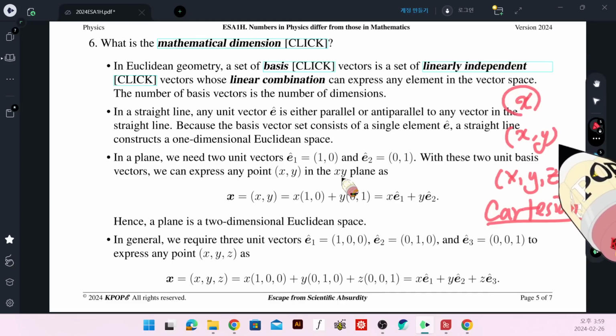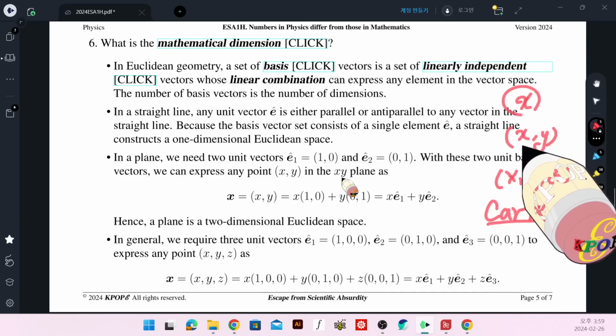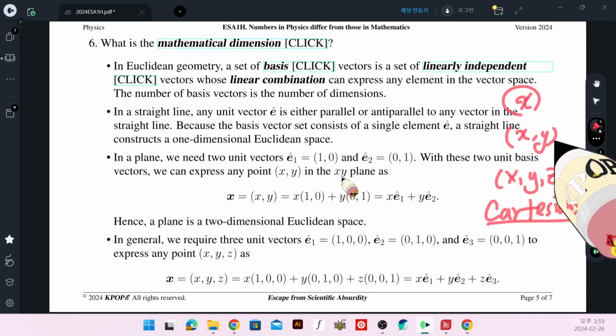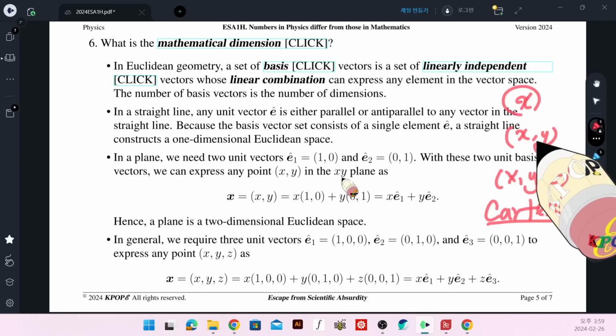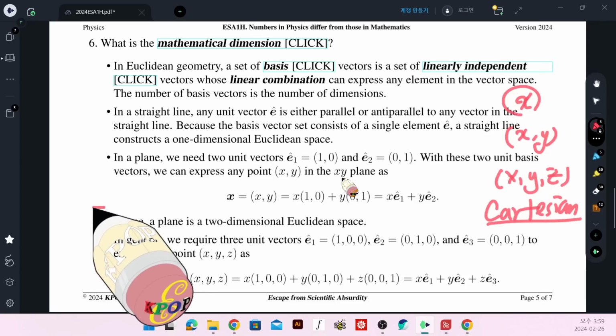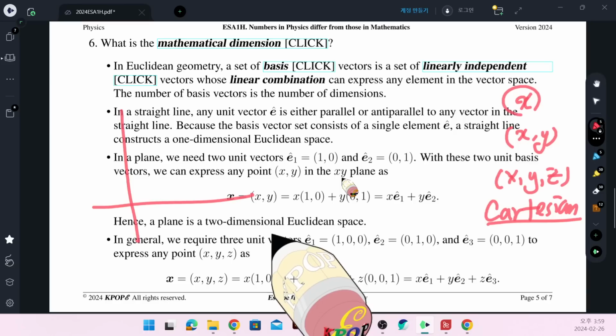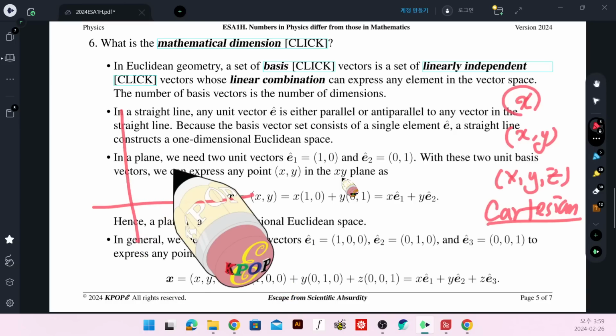In two dimensions, we must distinguish the two numbers. One is the x coordinate, the horizontal coordinate, and the other is the vertical coordinate. So x and y, horizontal axis and vertical axis, are distinguished from each other.